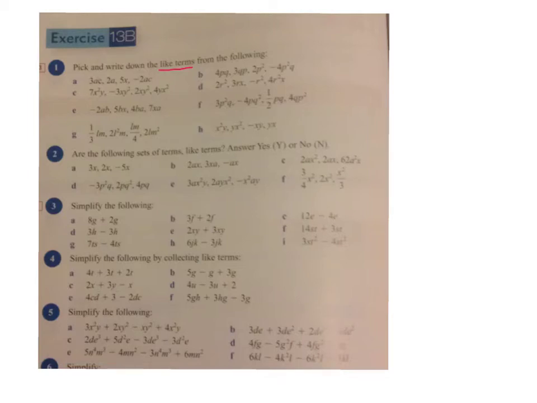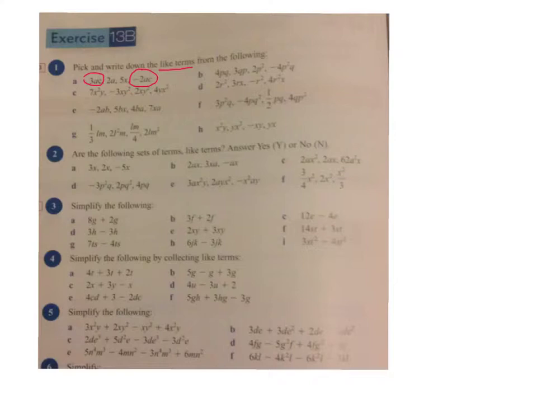Okay, here we go again, 13b this time. It says pick and write down the like terms from the following. Well, the like terms are the ones that have the same pronumerals. So that's got an AC, that's got an A, that's got an X, and that's got an AC. So the ones we're after are that one and that one. Make sure you get the -2 in there.